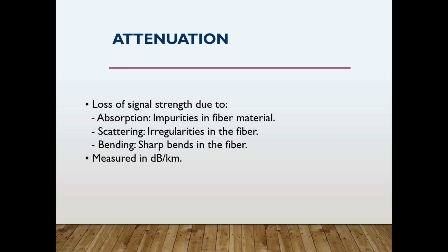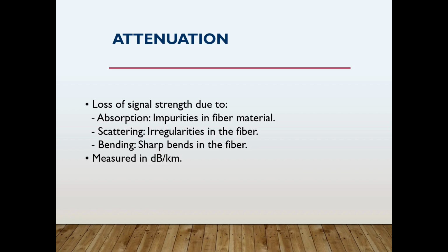Now, I'm going to discuss a critical concept in optical fiber communication systems, that is, attenuation loss. Attenuation loss is a term that defines the gradual loss of signal strength as it travels through the optical fiber. This loss is a natural phenomenon. This affects how far and how effectively we can transmit light signals without requiring amplification or regeneration.